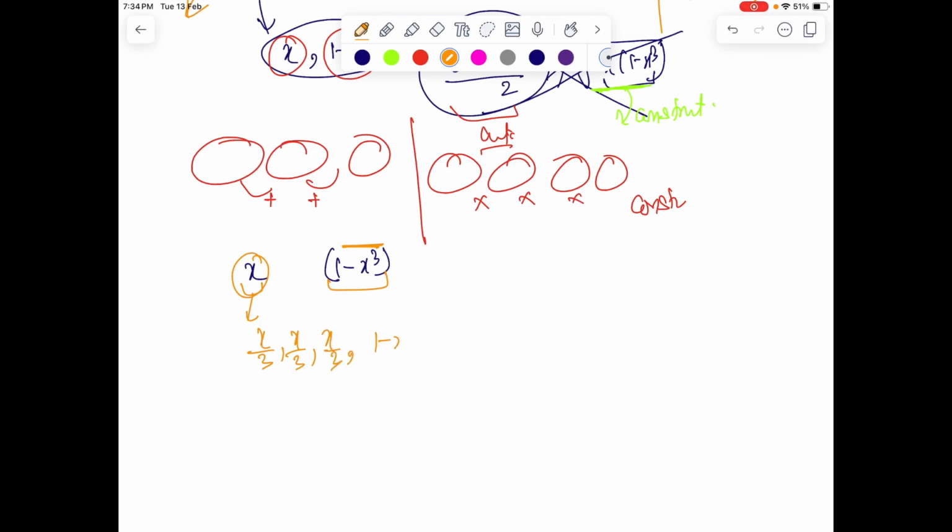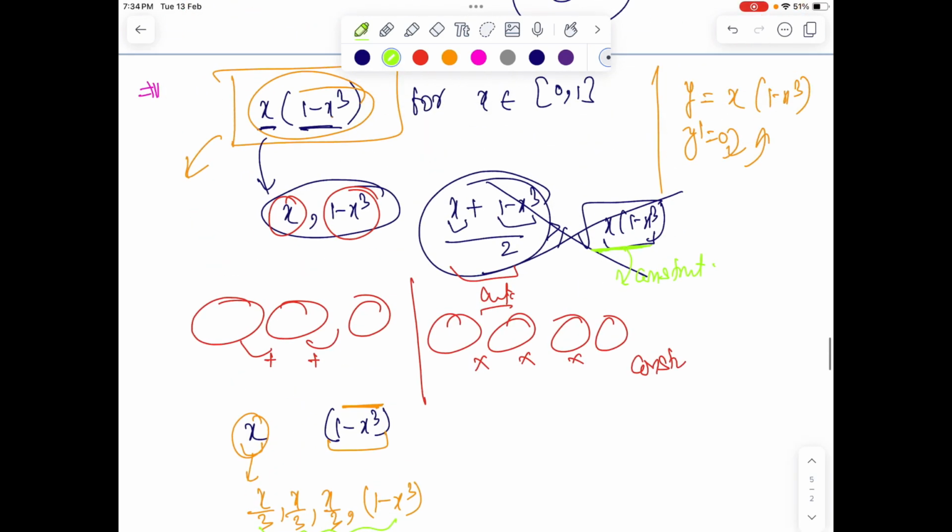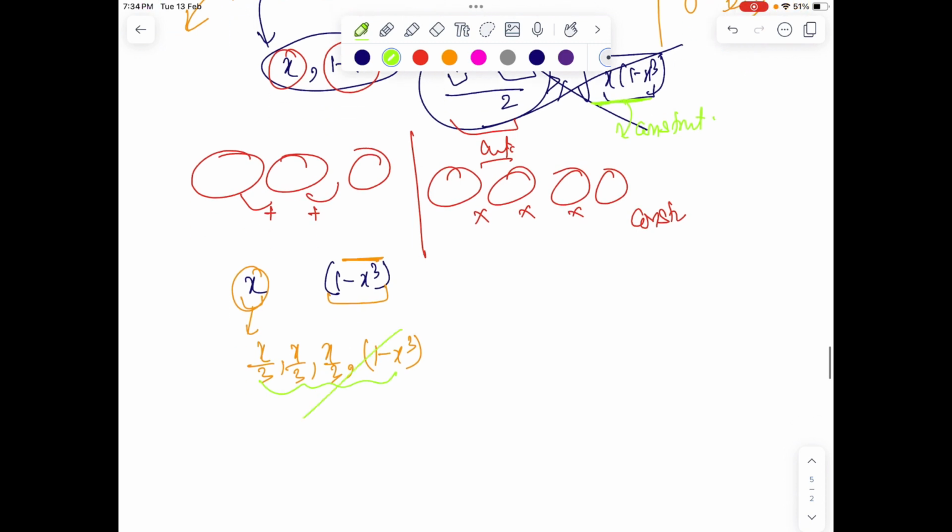Okay, let's start playing the game. Maybe I can think of bringing 3x into the picture so that it kills this. So maybe x by 3, x by 3, x by 3, and the rest is (1 minus x) cube. Now clearly you can see even if you add them, it's not going to be constant. And moreover the product will give x cube into (1 minus x) cube. It's not x into (1 minus x) cube. So this is our wrong choice.